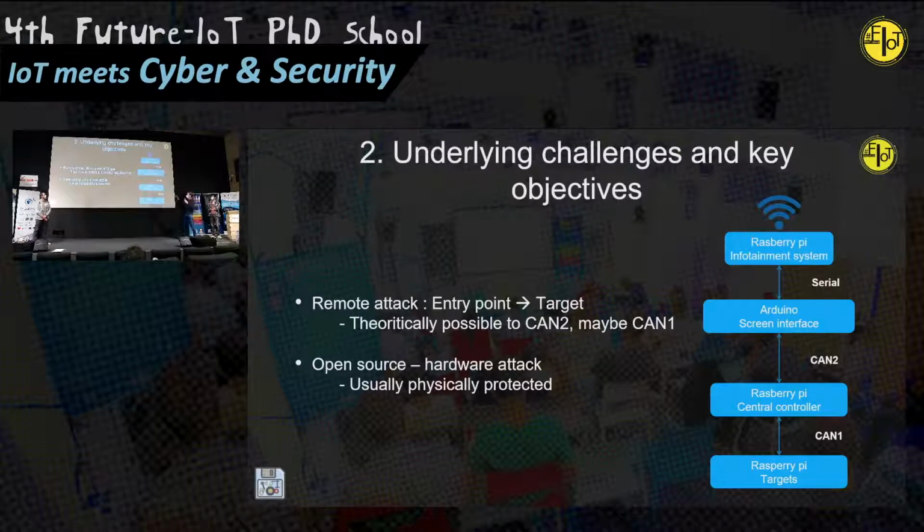This would start by getting into the Raspberry Pi and then via a serial connection taking over the Arduino and sending commands from the Arduino to the CAN2 interface to the central controller and then finally to the targets and change the values. Since this was not fully possible, since the Arduino wasn't properly working, we had to do a physical attack, and we connected our Raspberry Pi once we were in to the CAN1 interface to see what we would be able to do and how we could damage the system.